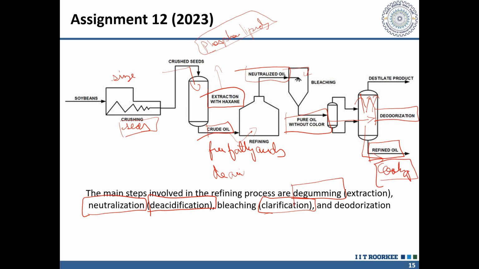So in this way, we get soybean refined oil from soybean seeds by these four processes. That is degumming, deacidification, clarification, and finally deodorization. So this is known as soybean biorefinery.